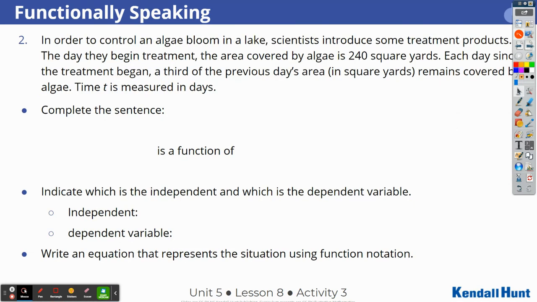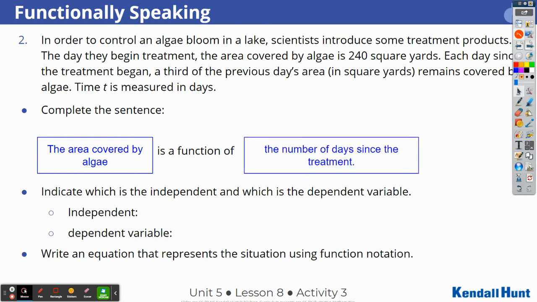All right, and our last example that we're going to look at is the algae bloom that we looked at in lesson 7, I believe. And so the area covered by the algae here is 240 square yards, and each day since the treatment began, 1/3 of the previous day's area remains covered. So time t is measured in days. So here, if we're talking about this algae bloom, then it would be the area covered by the algae. So what's changing is a function of the number of days since the treatment.